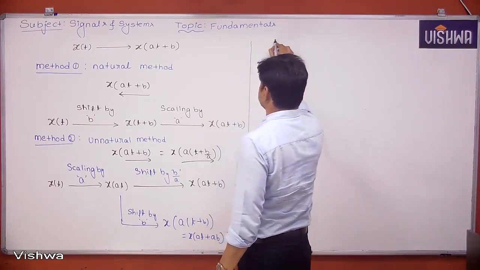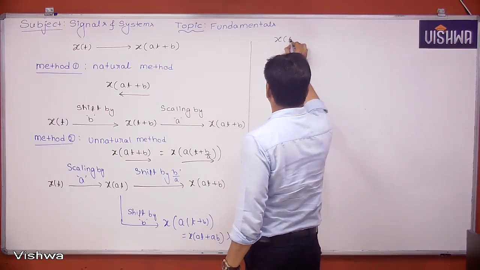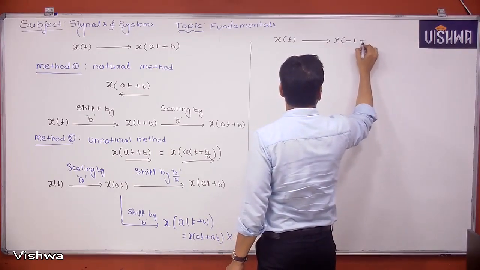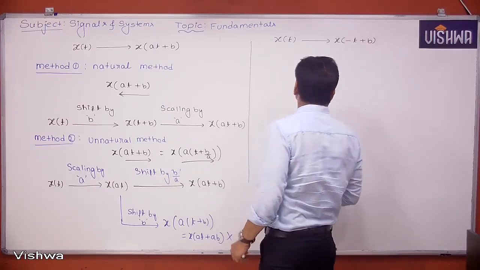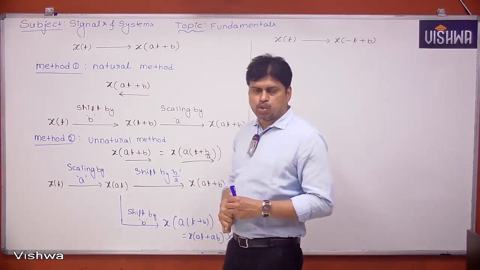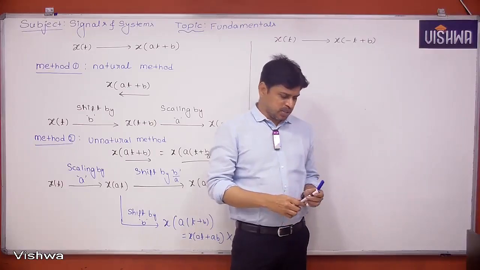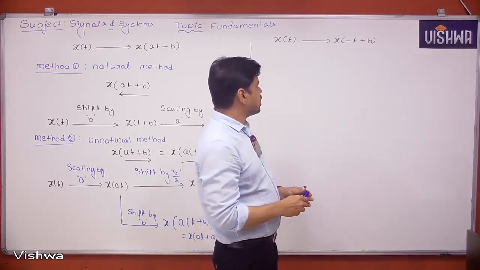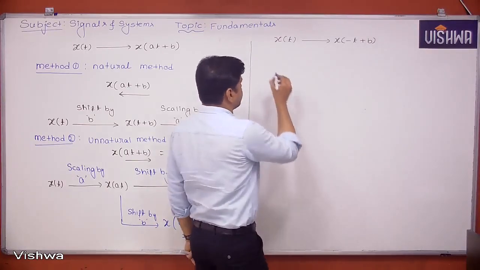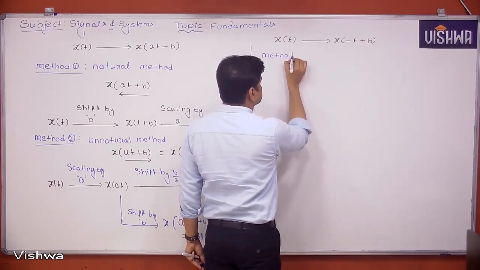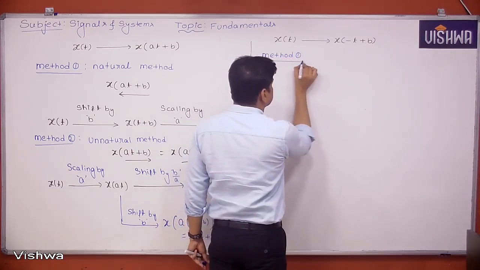Multiple operations. Let's say we have x of minus t plus b. So here also there are two operations. One is a time reversal, another one is a shifting. Here also we can go with a natural and an unnatural method. Method 1, natural method.